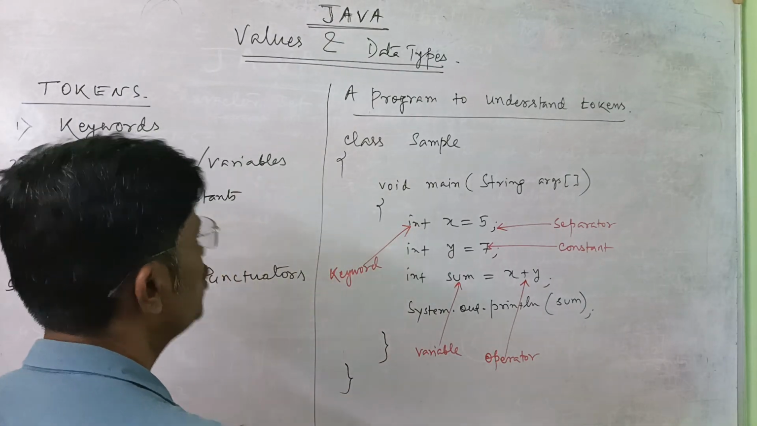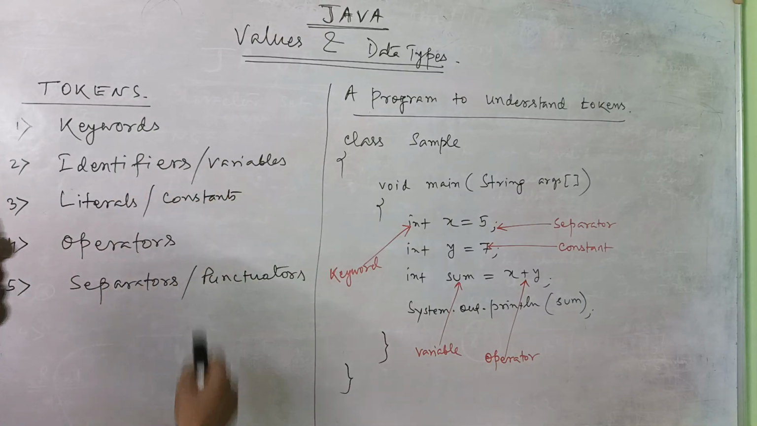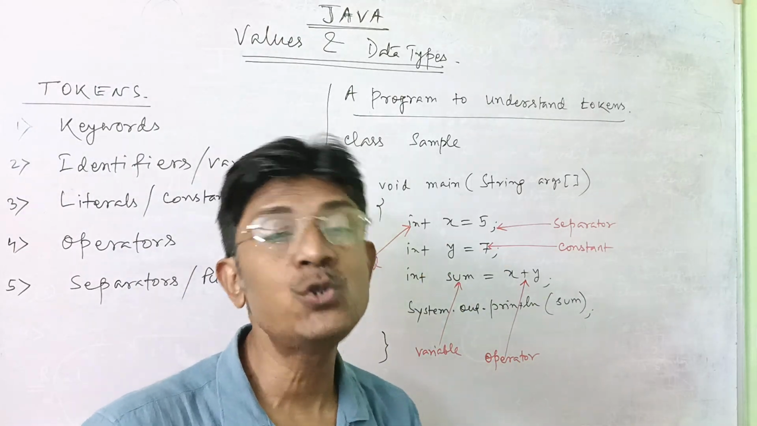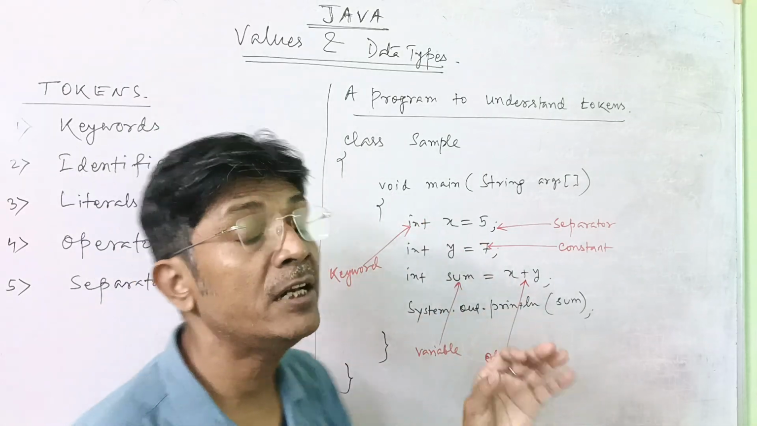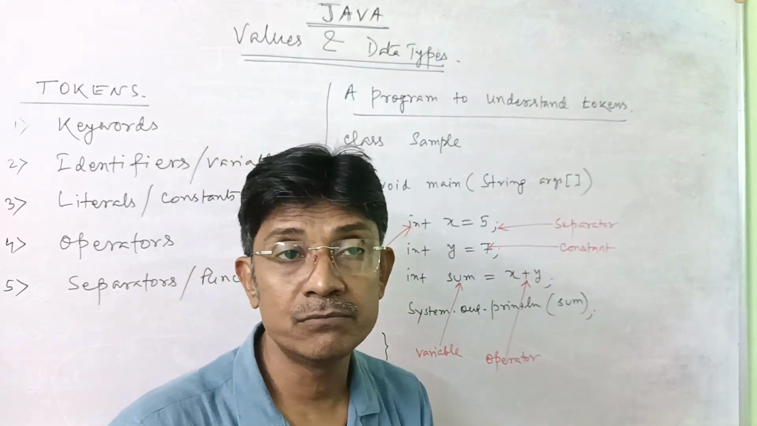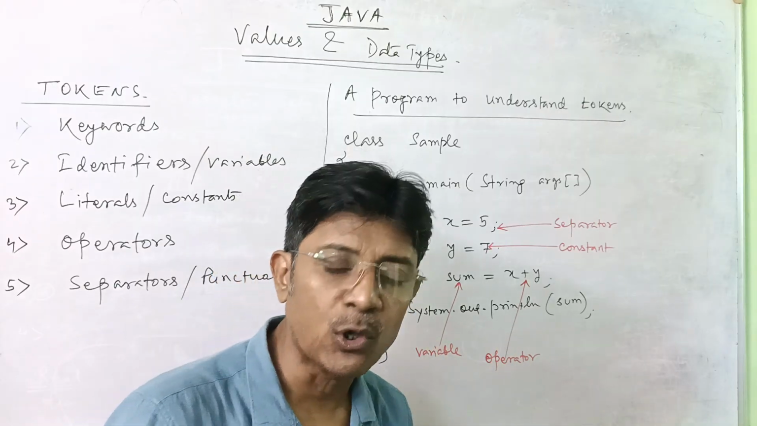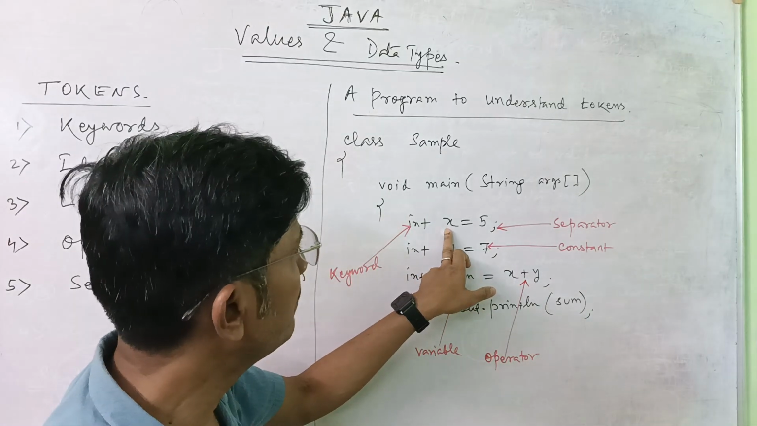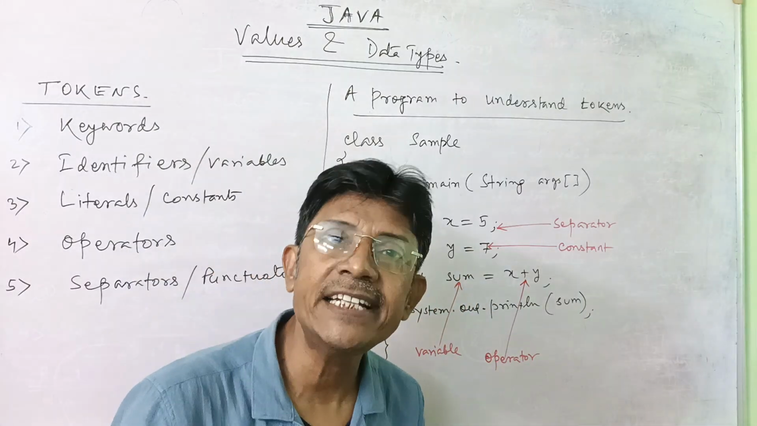Then check identifier. An identifier means a variable name in Java. There are rules to write a variable name in Java that you have to follow. We can't start the variable name with a number. We can't use any special character beyond the rule. You have to follow the rules as per the Java programming language. So it's a variable name, or it is called an identifier.